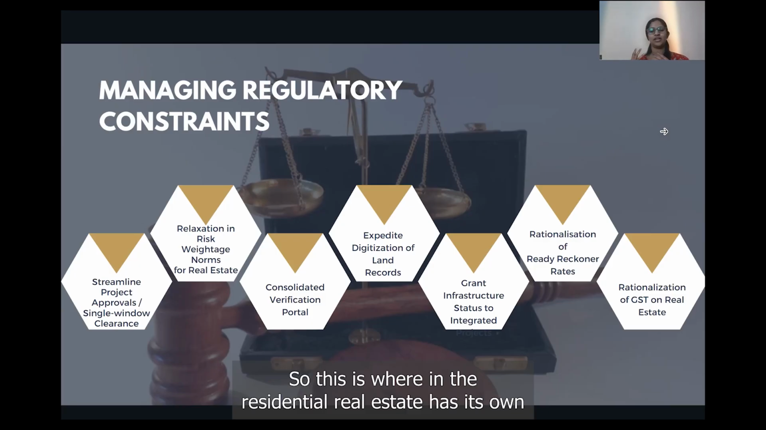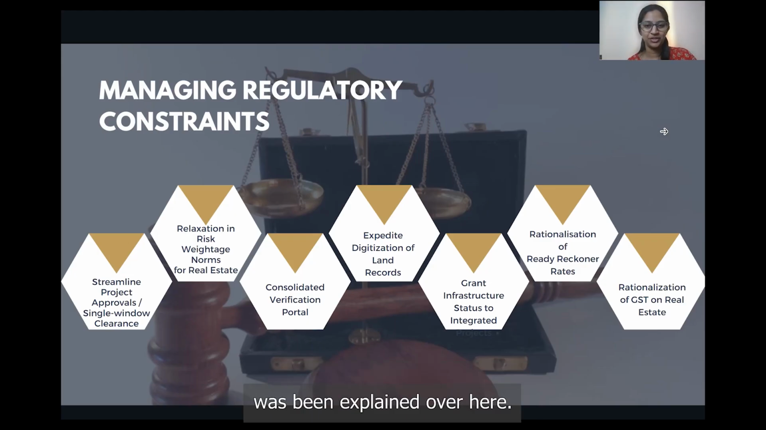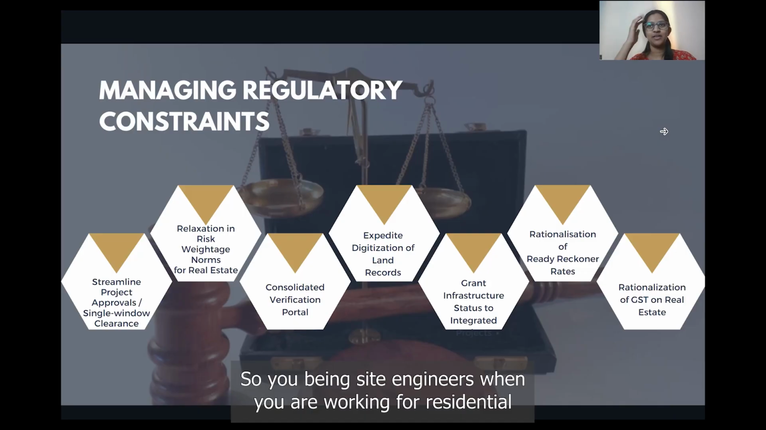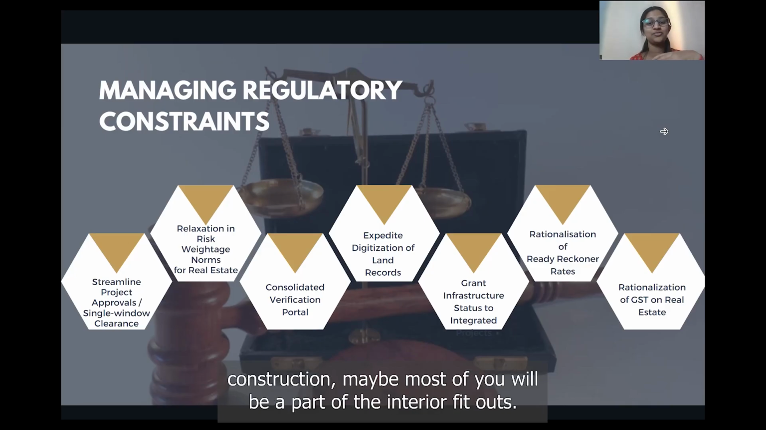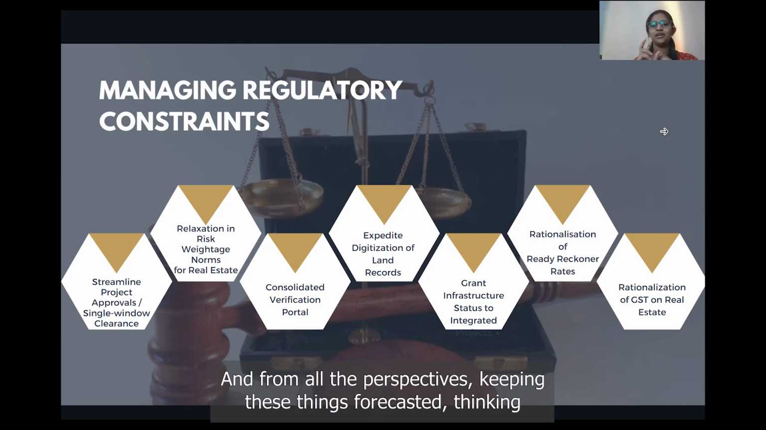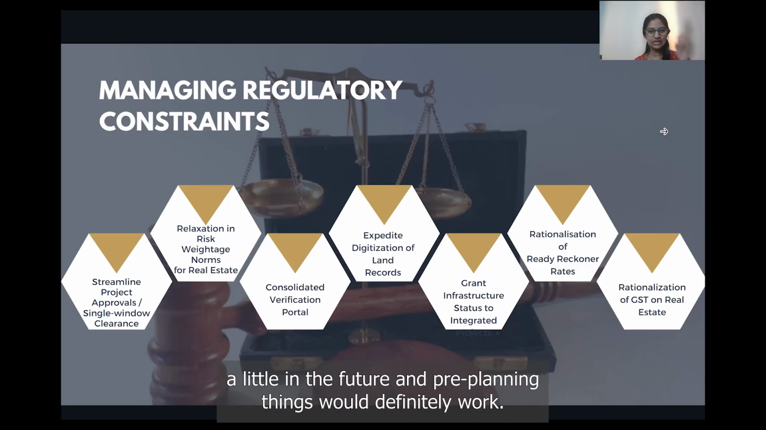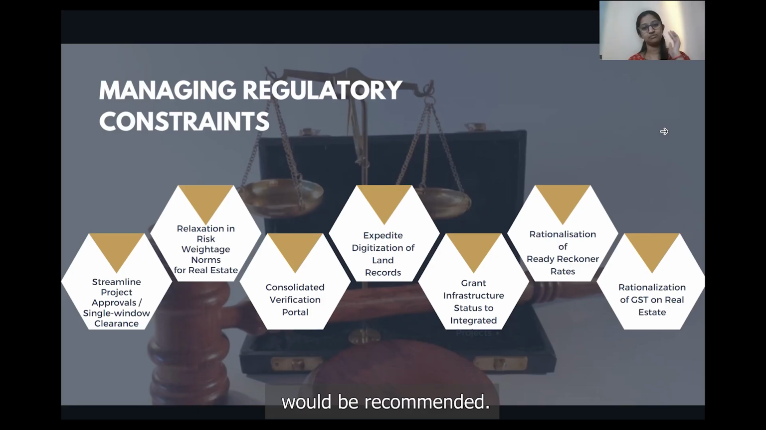So residential real estate has its own challenges, and how it can overcome these challenges was explained here. You being site engineers, when you are working on residential projects, apartment constructions or villa constructions, maybe most of you will be part of the interior fit-outs. These are the various challenges that you will have to understand from all perspectives. Keeping these things forecasted, thinking a little into the future and pre-planning would definitely work, and having a buffer amount of time before the project delivery is recommended.